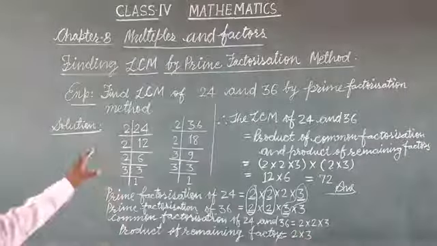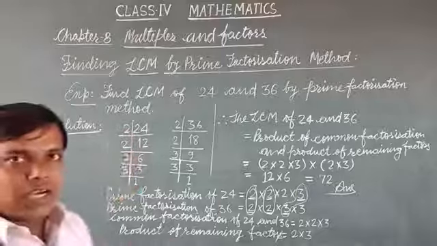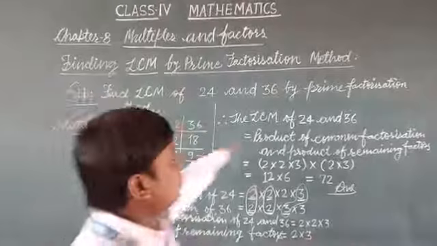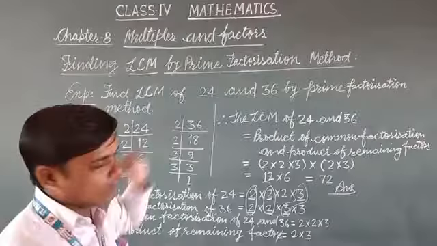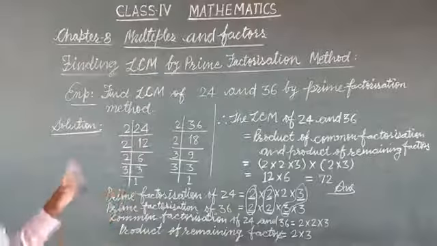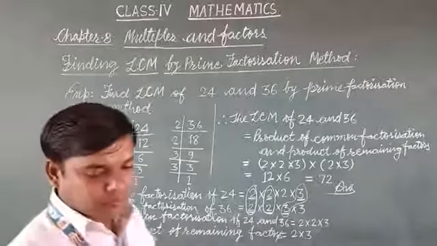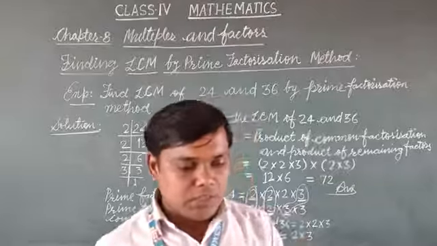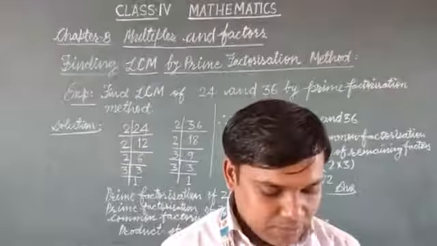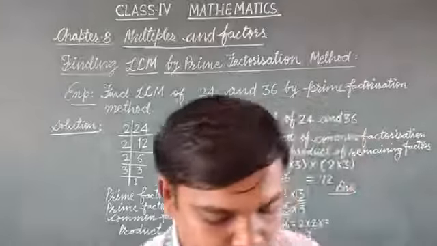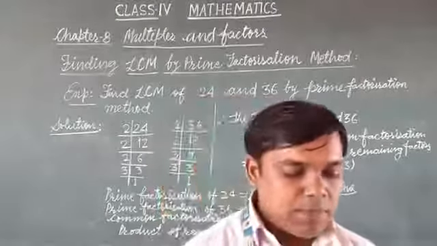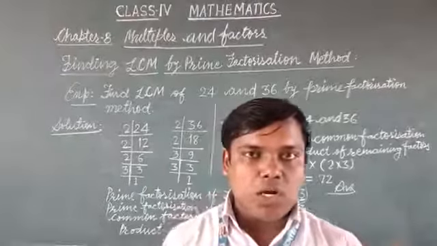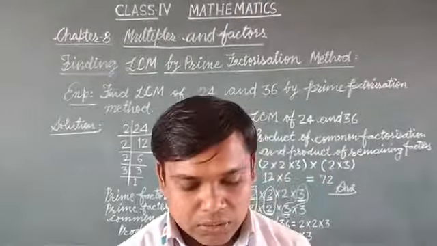This is the way to find the LCM of the given numbers using the prime factorization method. I hope you understood how to find the LCM of the given numbers using the prime factorization method. So now you will be able to do the questions of exercise 8.11 and 8.12.